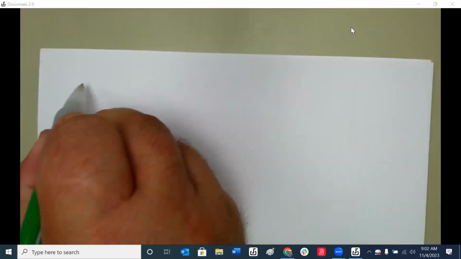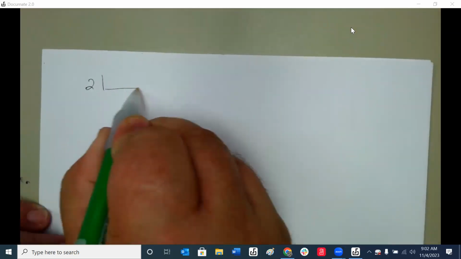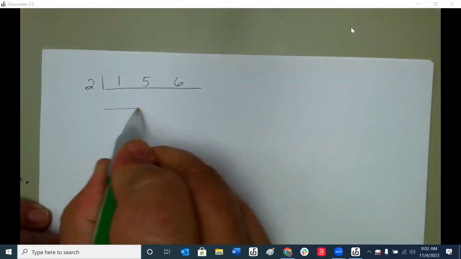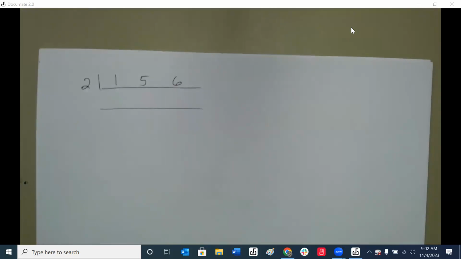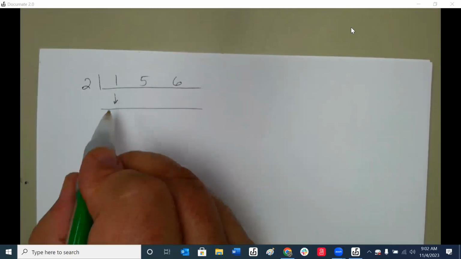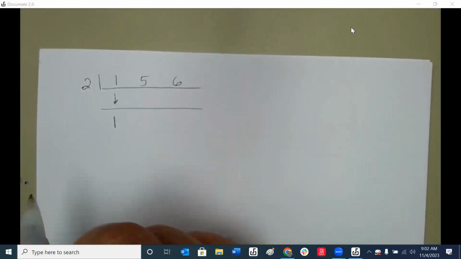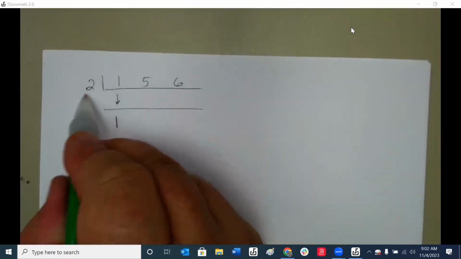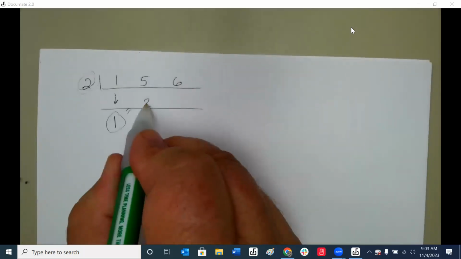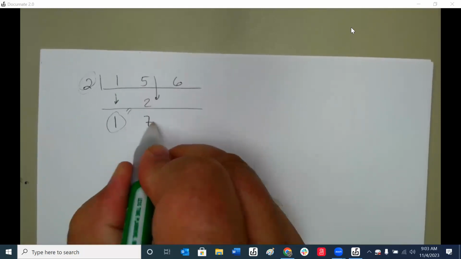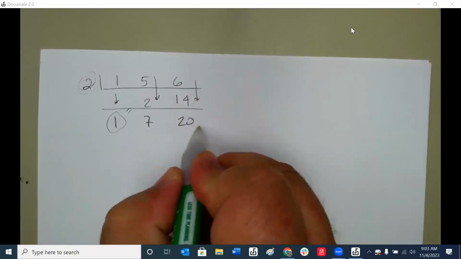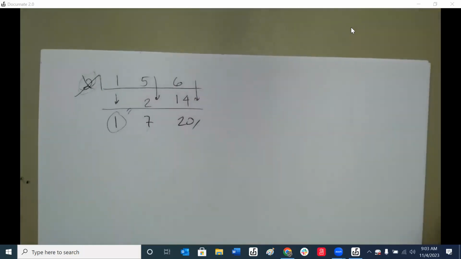So our next number is 2. We have 1, 5, 6. Bring the first one down. Multiply. 2 times 1 is 2. Add these straight down. 5 plus 2 is 7. 2 times 7 is 14. Add, 20. So 2 is not a solution.